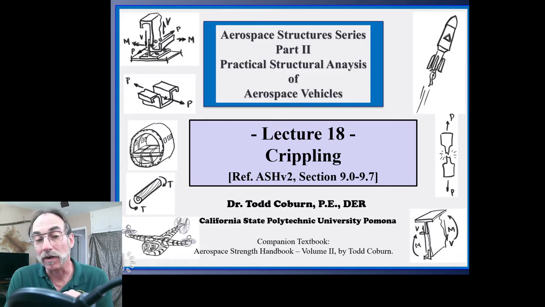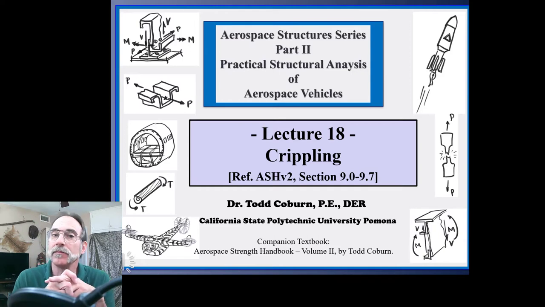Crippling is a very important topic for aerospace structures professionals and for anyone analyzing lightweight structures. Whenever we have a section constructed of thin flanged members like T's, angles, J's, Z's, hats, and those kinds of things, crippling is often the critical allowable. If the sample is long, it will tend to fail in Euler buckling. But if it is short, even very, very short, it will tend to be critical in crippling. Let's see how that works.